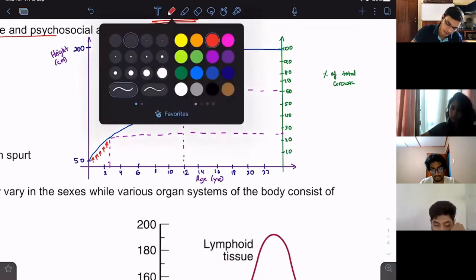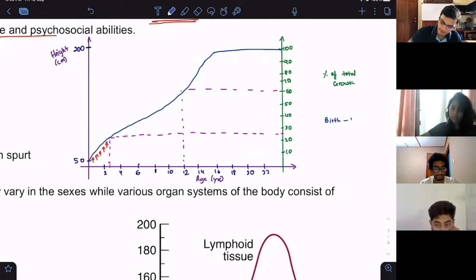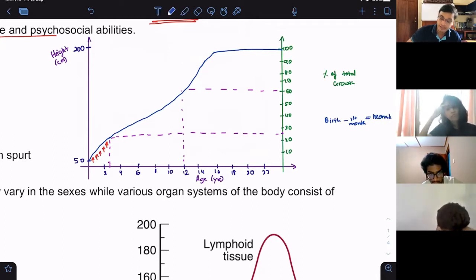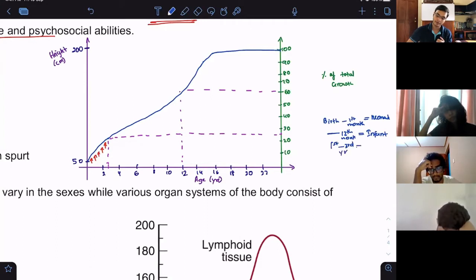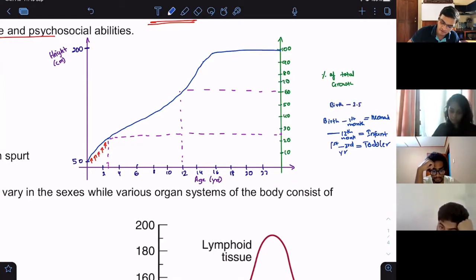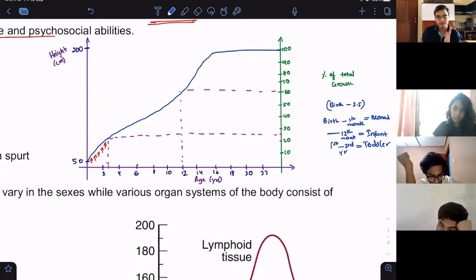You all know, guys, how do we usually do this? Birth to first month, what do we call them? Neonate. Then from the first month onwards up to the 12th month, basically up to the first year, what do we call them? Infant. Then first to the third year, what do we call them? Toddler. Okay, so usually we say from birth to around 2 to 2.5 years, somewhere there is our first growth spurt. This is our first growth spurt.